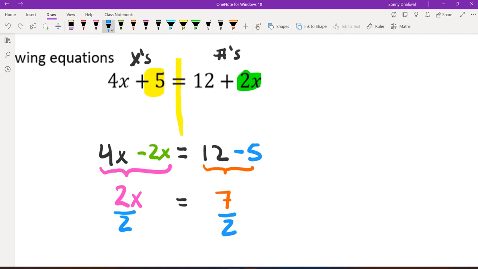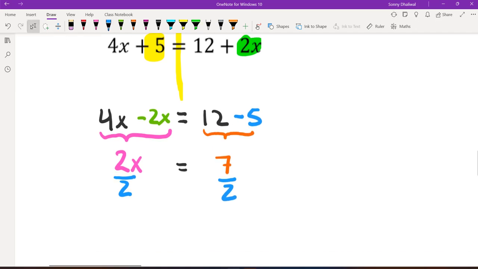Whatever you do to one side gets done to the other. Right? X is just 7 over 2. Right? Much faster, isn't it? At least I think it is much faster.